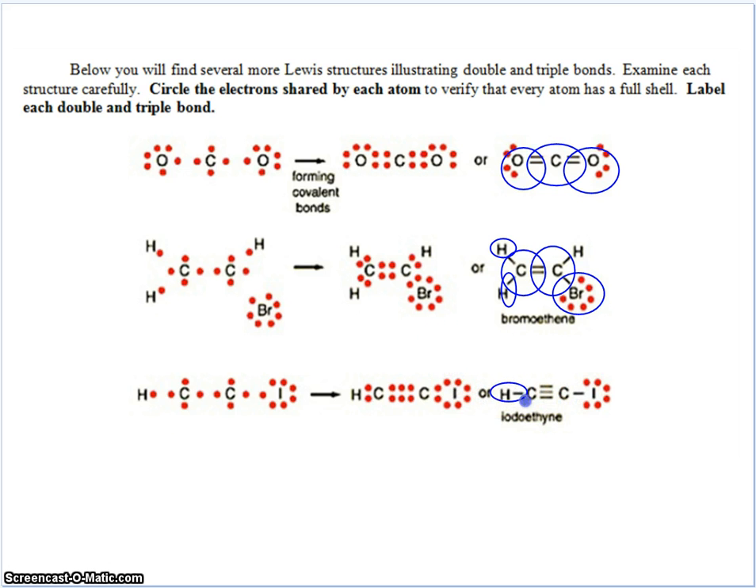What about this? Hydrogen has 2. This carbon has 2, 4, 6, 8. This carbon has 2, 4, 6, 8. And this iodine has 2, 4, 6, 8. So everything's good. So now label double and triple bonds. So these ones are double, double, double, toil and trouble. Have you read Macbeth? No? This is a double as well. And then this one is a triple. Interesting. Okie dokie. Yay, Lewis structures.